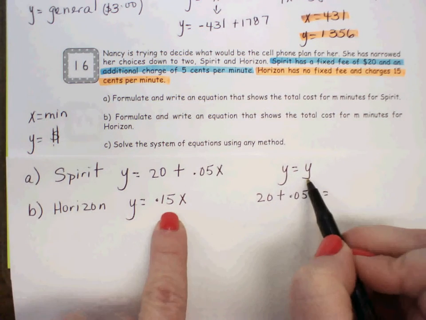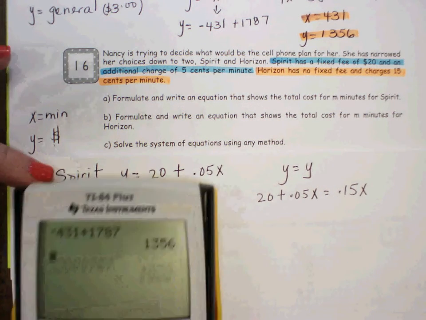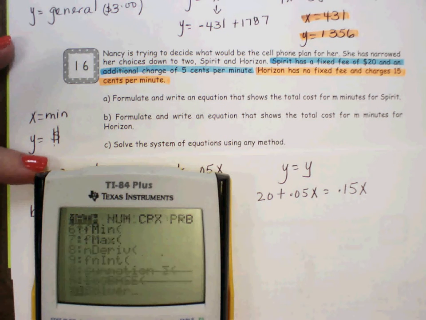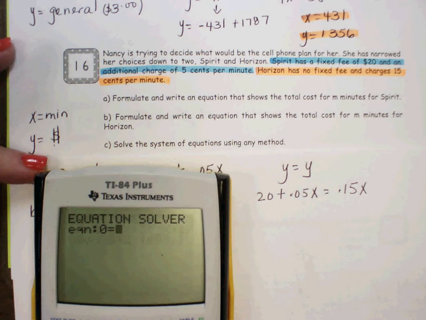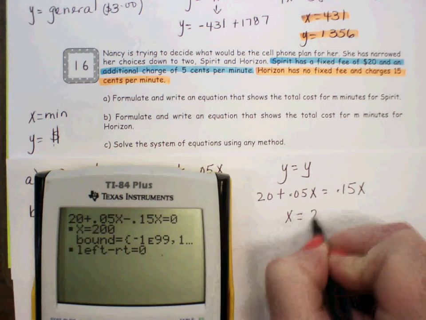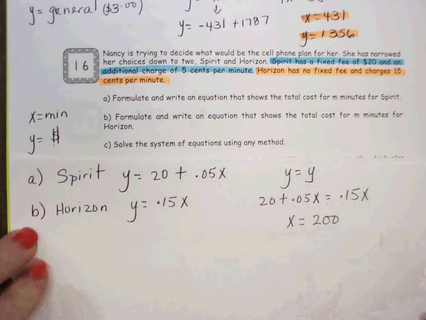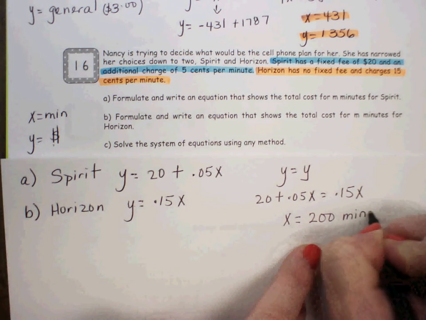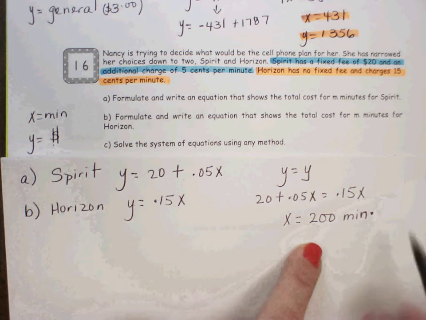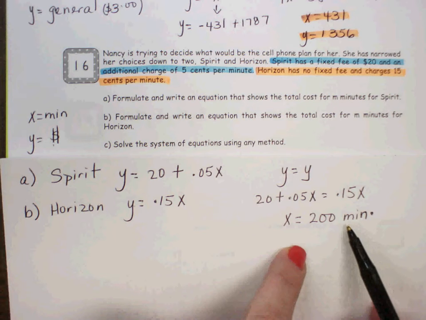After that, I get my calculator and go to equation solver. Now open, clear it. So 20 plus 0.05x minus 0.15x. And then it's enter, alpha, enter. And x equals 200. Now let's go back and figure out what x was. X was the number of minutes. So I can talk for 200 minutes, and let me figure out how much I would get charged. Now remember, this is a point where they meet. So at 200 minutes, the cost for both companies is going to be exactly the same.